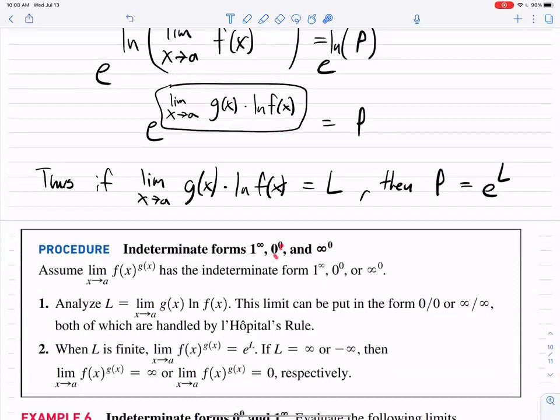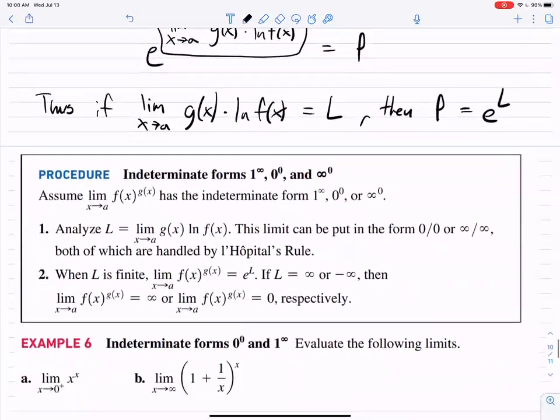And so we don't know if that's 0 or 1. And then infinity to the 0, we don't know if that's going to be really big or if it's going to go to 1. And so these are all indeterminate. They don't make sense as written. And so you need to reevaluate them.